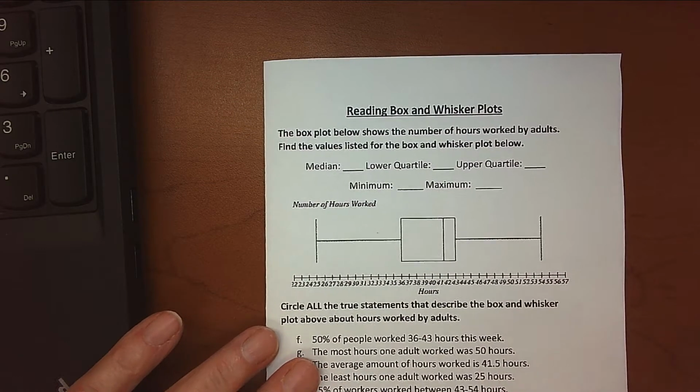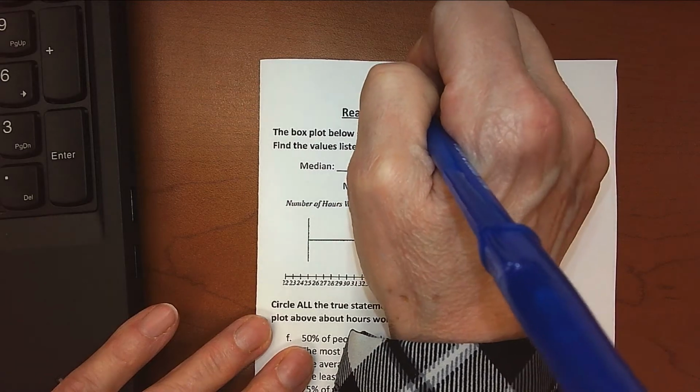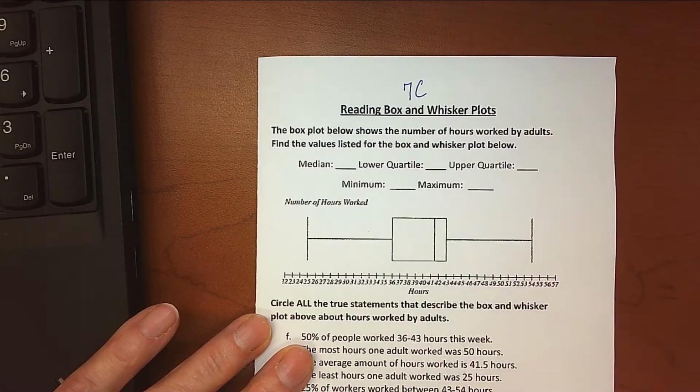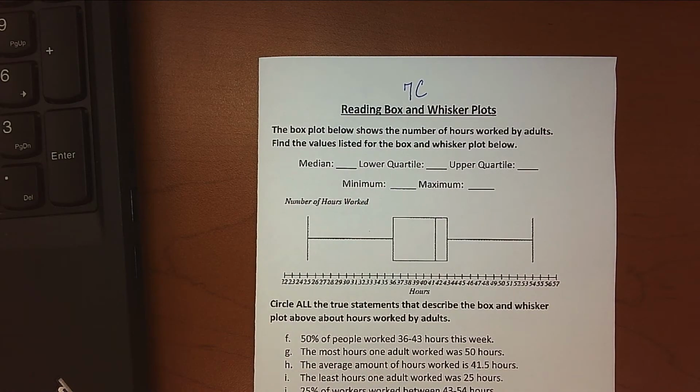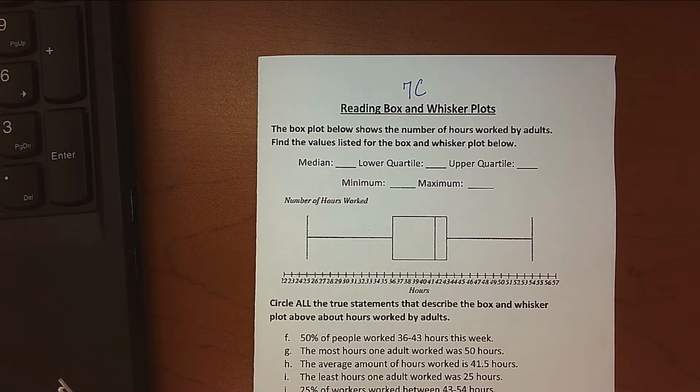Hi guys, these are notes for 7C. So in 7B, we learned how to take a set of data and create a box and whisker plot. In 7C, we're going to actually learn to read that box and whisker plot.